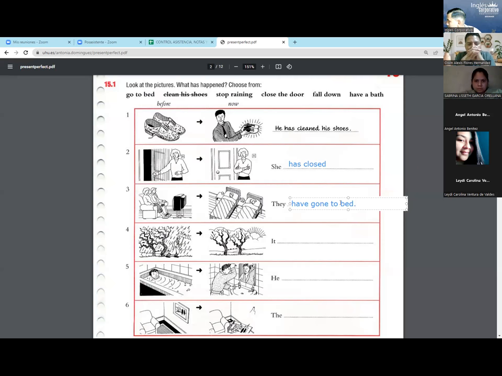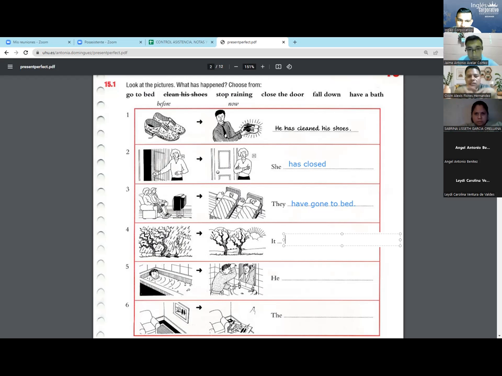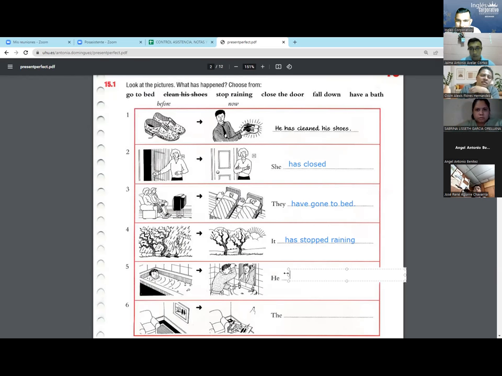Four, it is raining now. It's sunny. It has stopped raining. Five, he has had a bath. Excellent. And the last one, they.